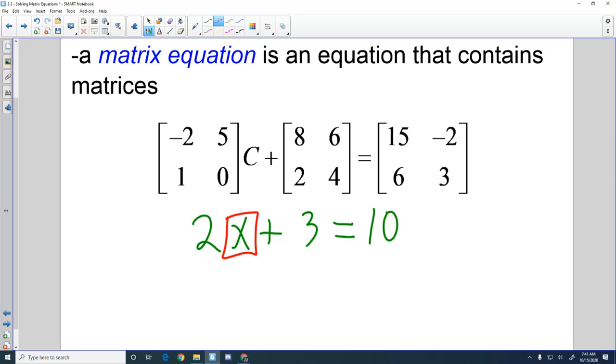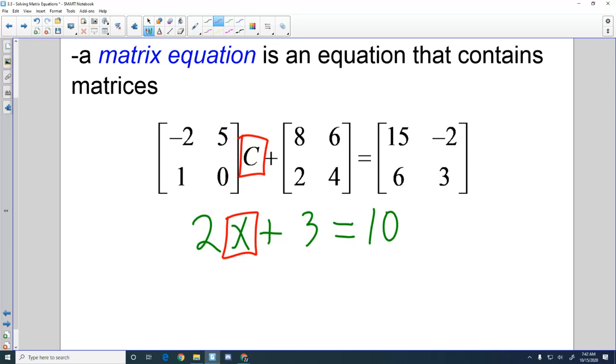Instead of individual numbers, I now have these collections of numbers, but the goal is still the same. We want to isolate the variable. The only difference now is that variable, in this case I use the letter C, could be any letter, right? C, that variable we're solving for, isn't just a single number, like x equals 2. Instead, C is a matrix itself.